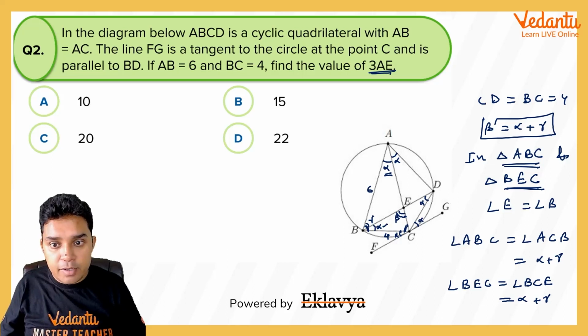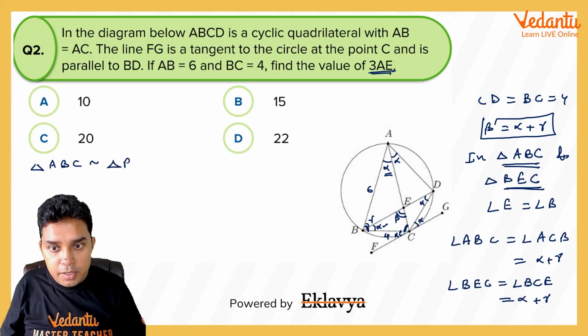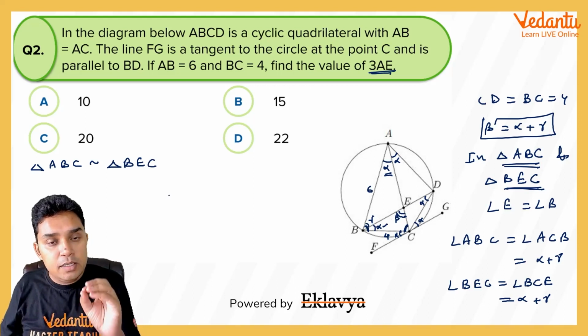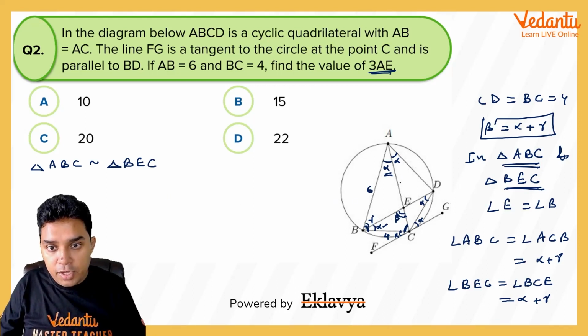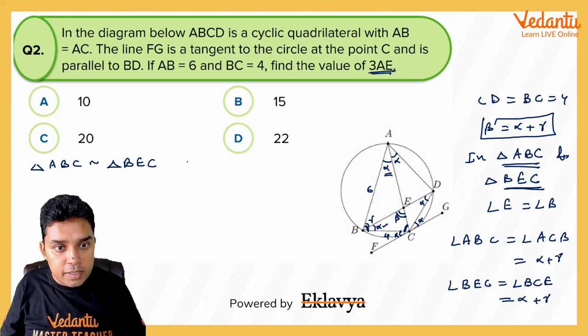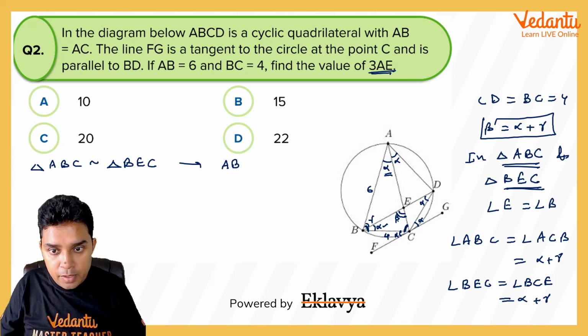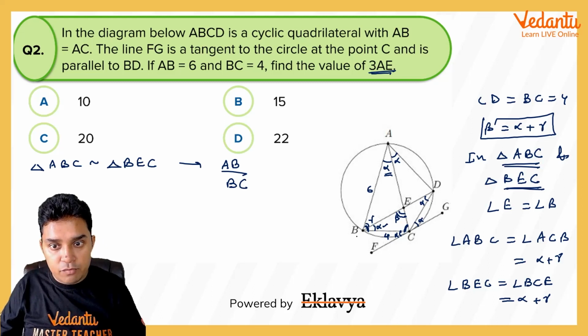So if they are similar, let me write it separately. Triangle ABC is similar to triangle BEC. And let us see what their ratio of similarity is. If I check their corresponding sides, I think the corresponding sides can be AB in one triangle and BC in the other triangle, isn't it? So you can see their ratio of similarity is 6/4, that is 1.5.